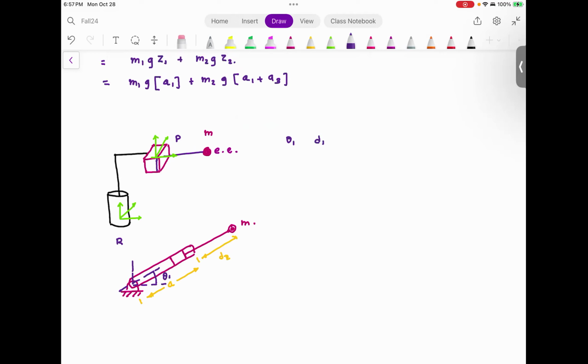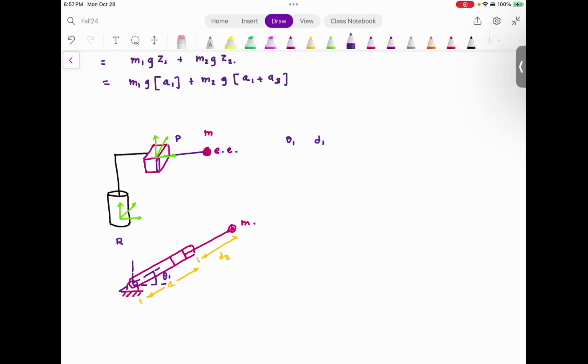So please understand, mass M1, you can change the value of theta 1 and the position of mass M1 would be different. You can extend or contract this actuator length, which is D2, and the mass M1 would move closer to the origin, or it can move away from the origin. So what we want to do is, we want to solve this problem.